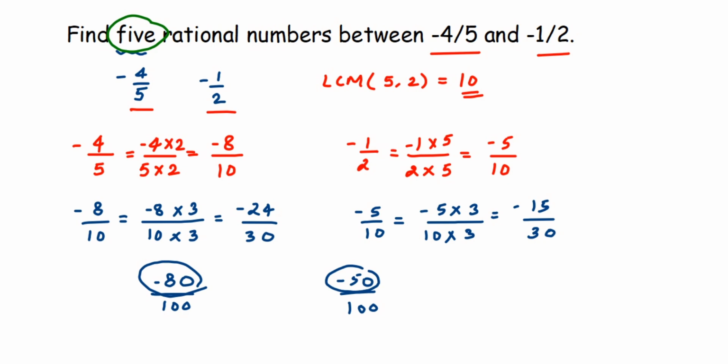So it depends on you how many rational numbers you have to find and with what number you want to multiply. But your answer is the same. These numbers lie between these two numbers. Okay. So we can just pick any 5 numbers between minus 24 and minus 15 and write down. So we'll conclude the answer.